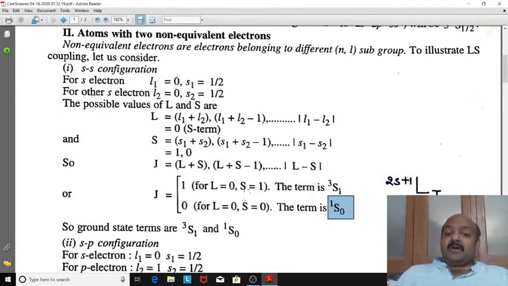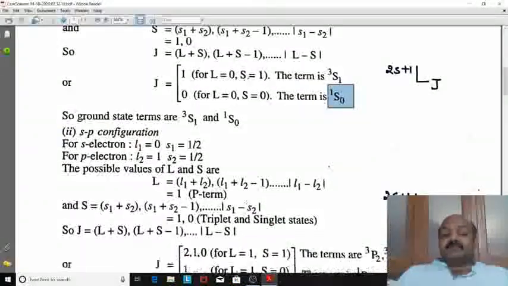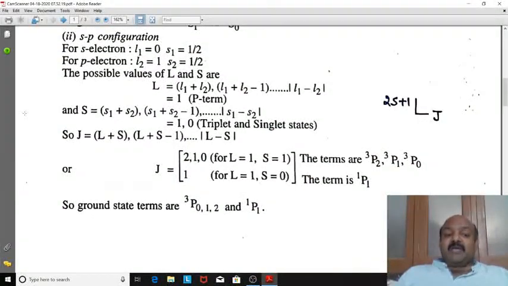Now the two non-equivalent electrons may also be in sp configuration. That is, one electron may be in 1s state, another electron may be in 2p state. So for that sp configuration, as one electron is an s electron, for s electron, L quantum number 0, S spin up state plus half. For p, L value is 1, spin up state plus half.